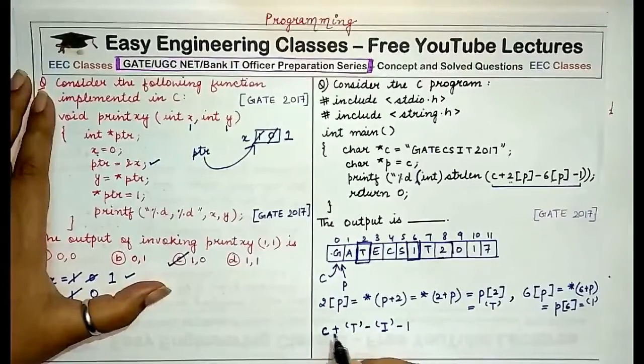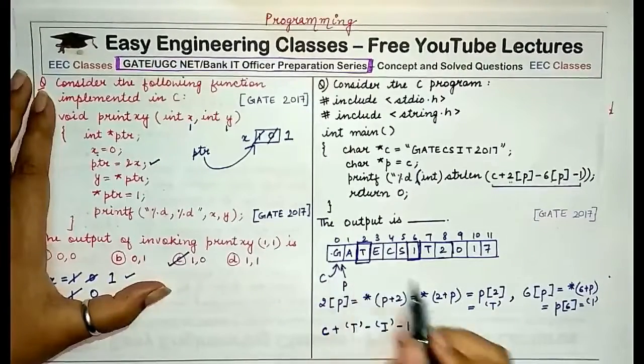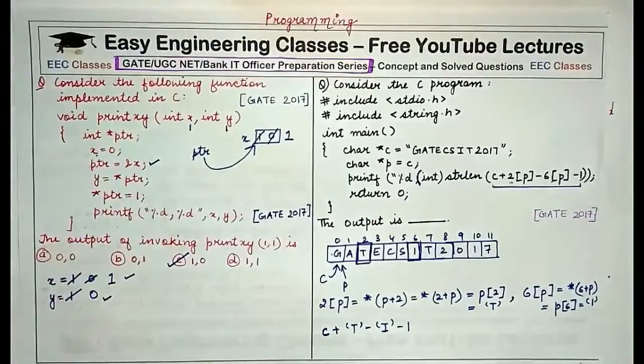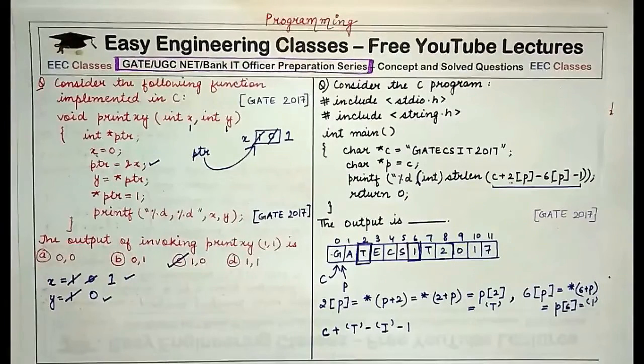Now C is the pointer to the starting of the array. T minus I means we are basically subtracting two characters, and when we subtract two characters, we actually subtract their ASCII values. You don't have to be afraid if you don't remember the ASCII values of T and I or different alphabets. In case of subtraction, you can just count the letters between these two characters and get the result.